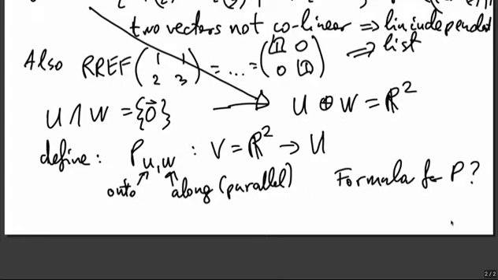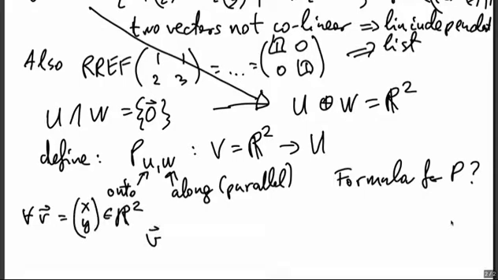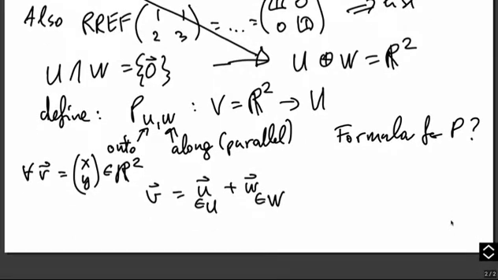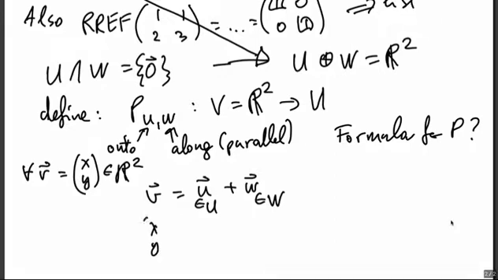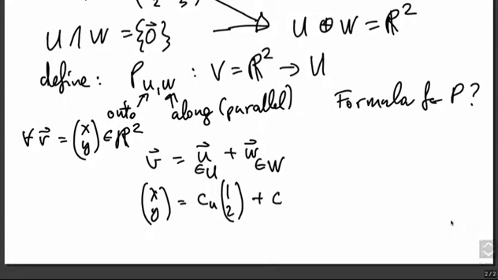So we want to calculate P for any vector V in R2. The way we usually write R2 vectors is with the X and Y components. And then we want to write this V as a sum of a U vector and a W vector, where the U vector is from the U subspace and the W vector is from the W subspace. That means we want to write the XY vector as, let me denote the coefficient Cu for the U basis vector, and for W, let me use the coefficient Cw times the 1, 3 vector.